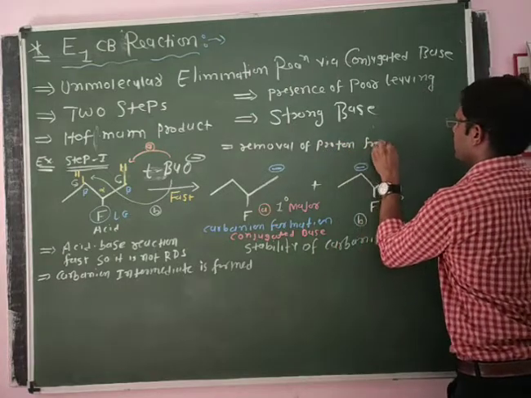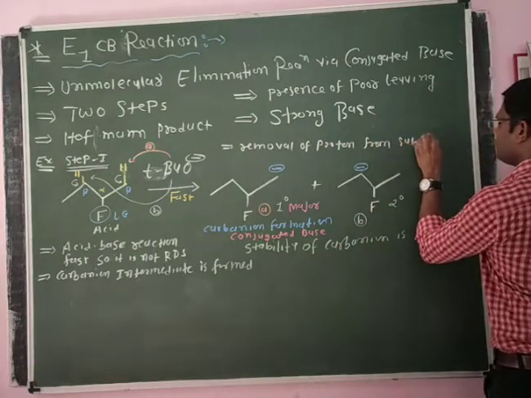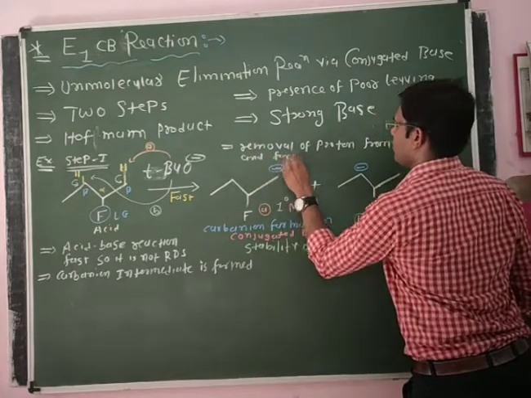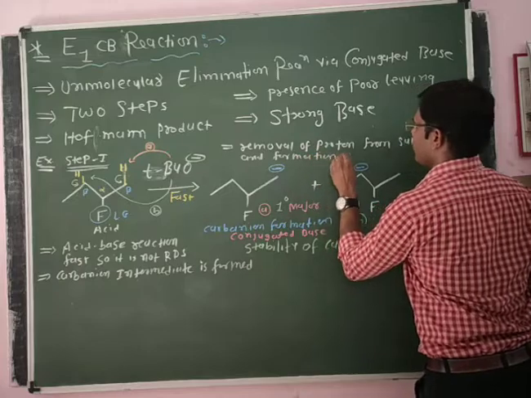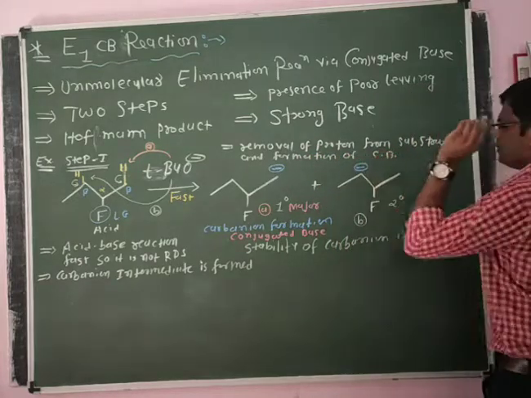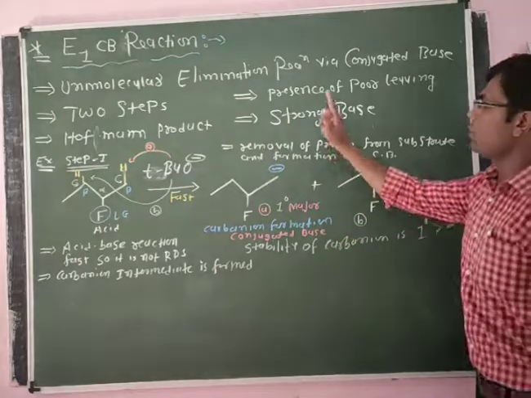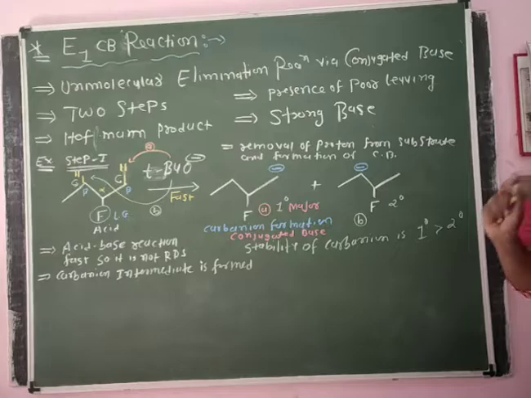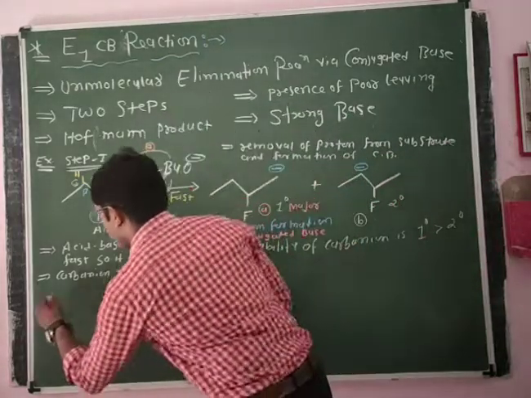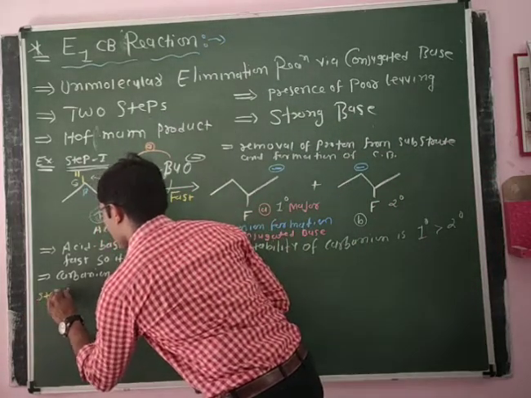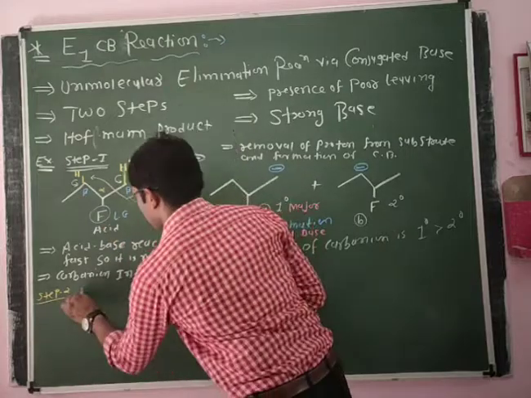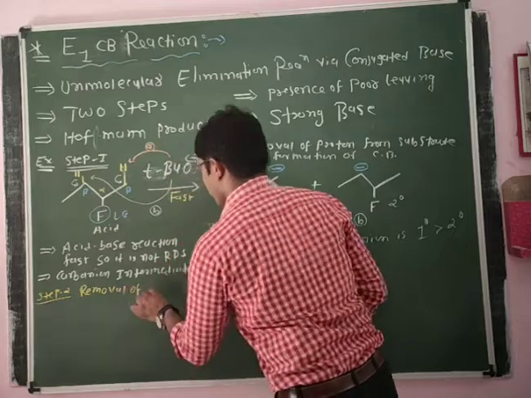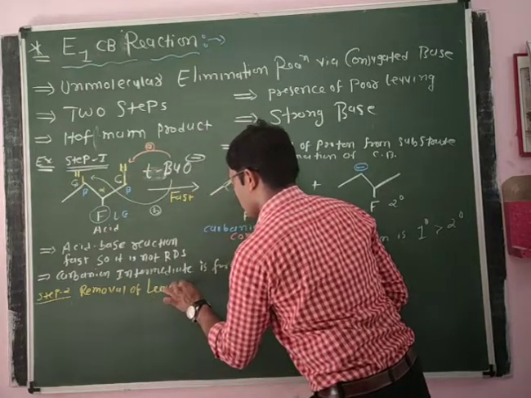from the substrate, and formation of conjugate base. So this one is also known as CB, meaning conjugate base. Now in the second step, step number 2, step 2 is also known as removal of leaving group. Removal of leaving group.